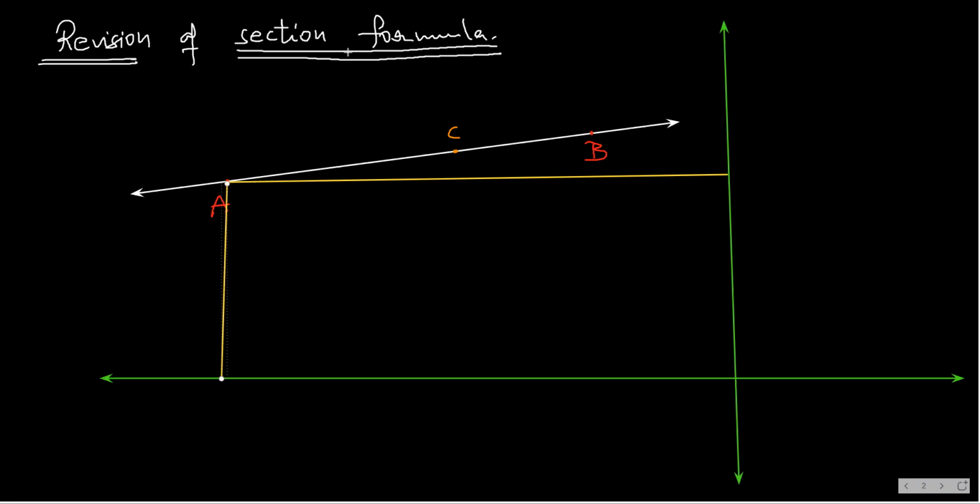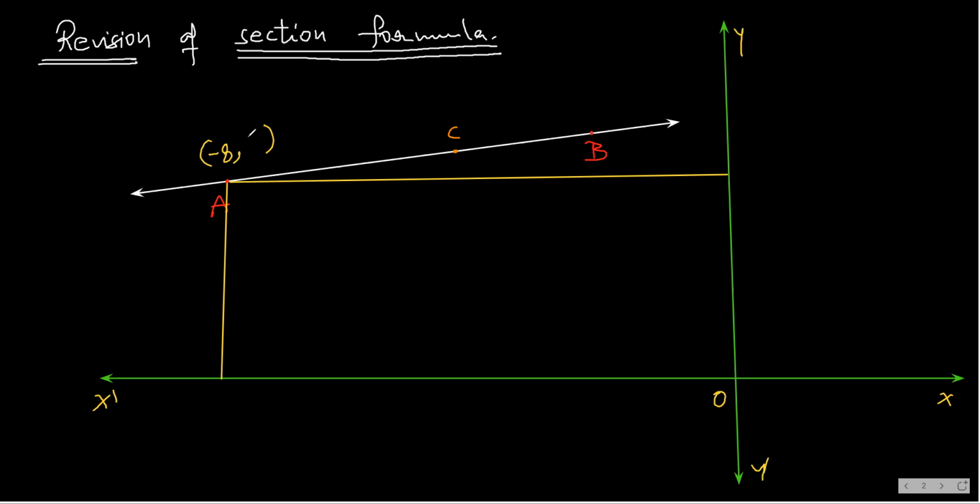Now the x of this will be negative because it is on the left. This is the y-axis, this is the x-axis. The x coordinate of A will be negative, some negative number, say -8, and the y will be positive.